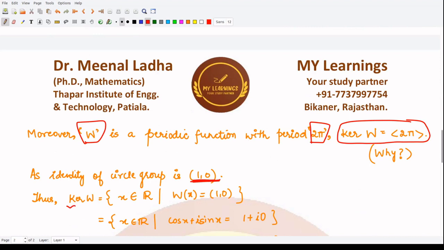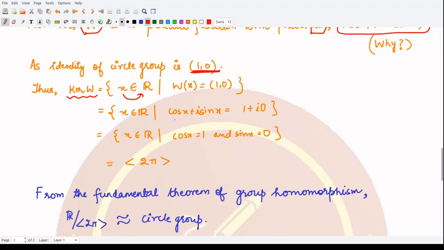So kernel of W would contain all those x from the set of real numbers such that W of x is equal to what? 1, 0. So by the definition of W x, we have cos x plus iota sine x here. So equating both the sides, real and imaginary parts, you get cos x is equal to 1 as well as sine x is equal to 0. And both of them happen simultaneously whenever we have some multiple of 2 pi. So that means you have a subgroup which is generated by 2 pi, right? So this is your kernel.